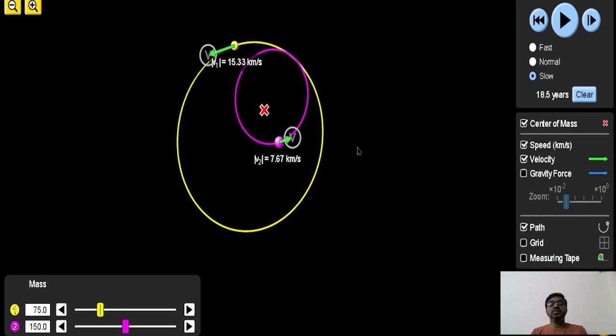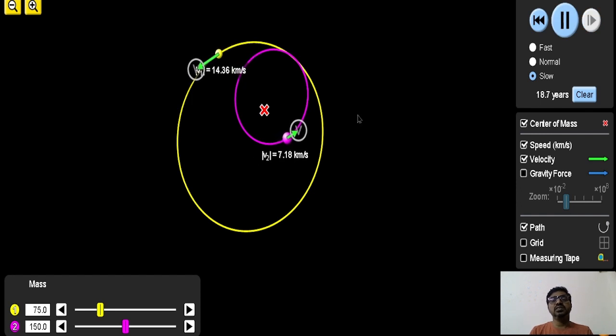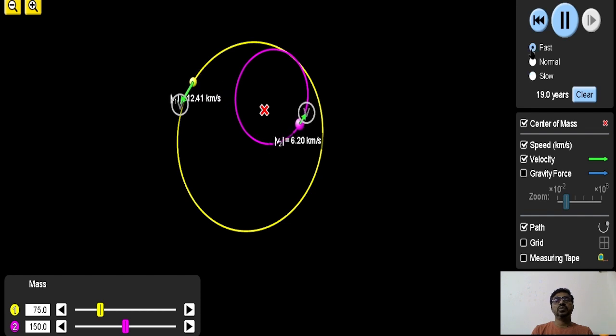So the speeds are in the ratio 1:2 and they are opposite each other because net momentum has to be 0, no? So m1 v1 vector plus m2 v2 vector together has to be 0. One is positive linear momentum if you take, the other one would be negative linear momentum. Both of them are moving around the center of mass. Center of mass is not necessarily at the center of the path here. So we can run it faster and observe it.